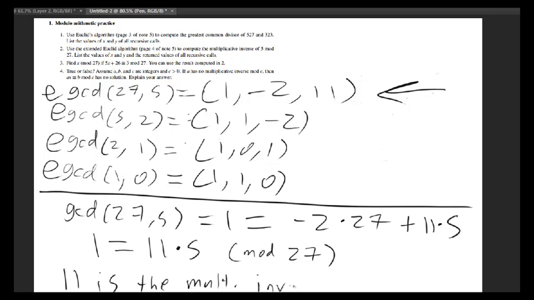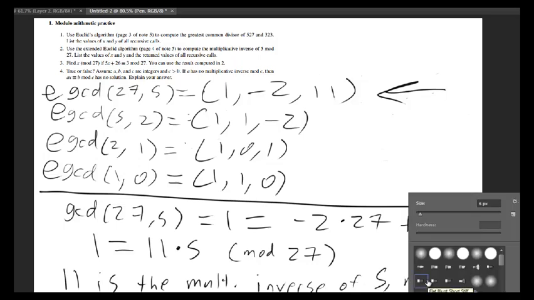Multiplicative inverse of 5 in mod 27 land.